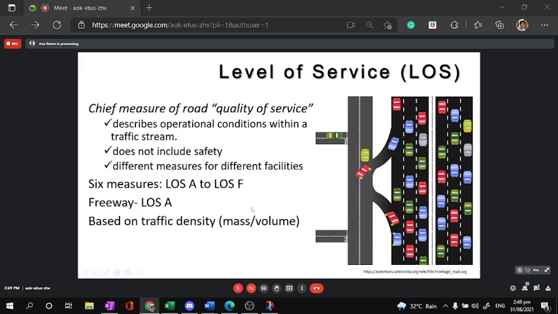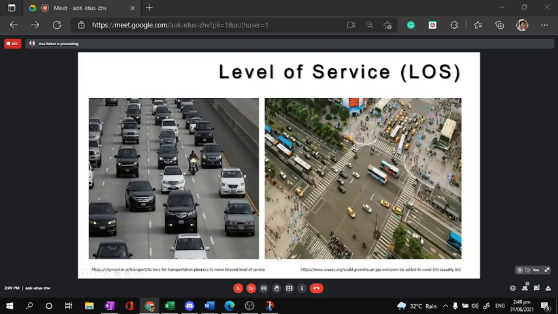So the basis of a level of service is basically the traffic density, that's mass over volume. Now, level of service of a road network can be done with a certain type of road, maybe arterial, highway, freeway, expressway, and so forth. Pwede po siya sa intersection, no? Measurement of intersection level of service, if the intersection is serving well or not.